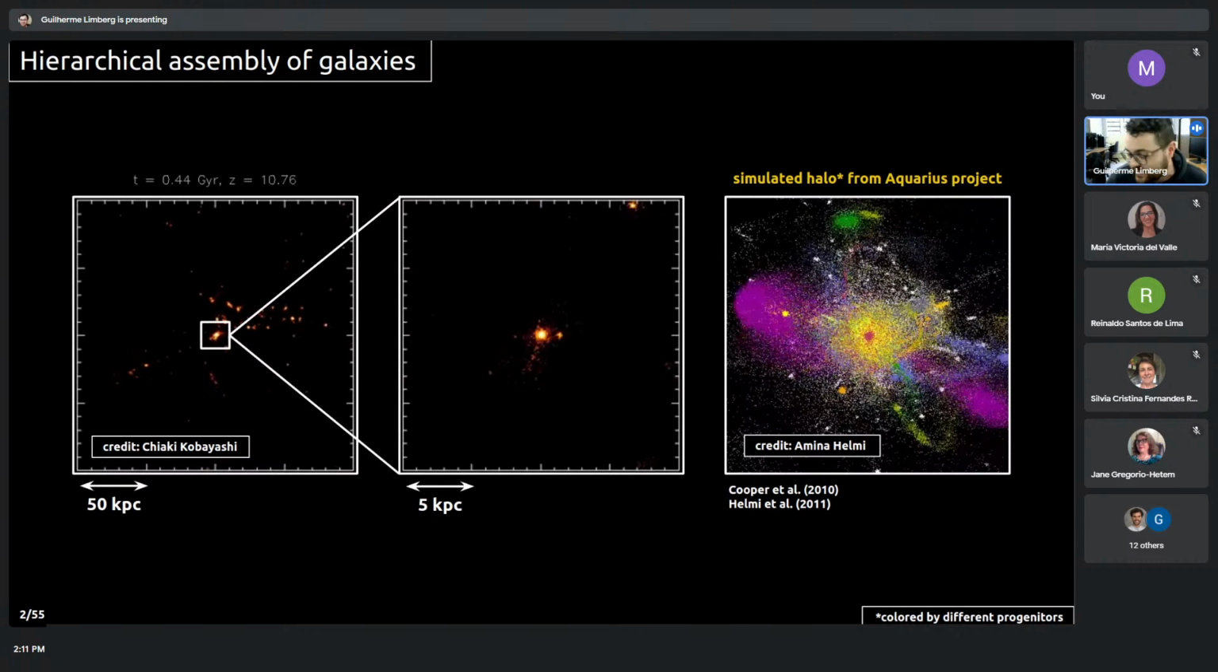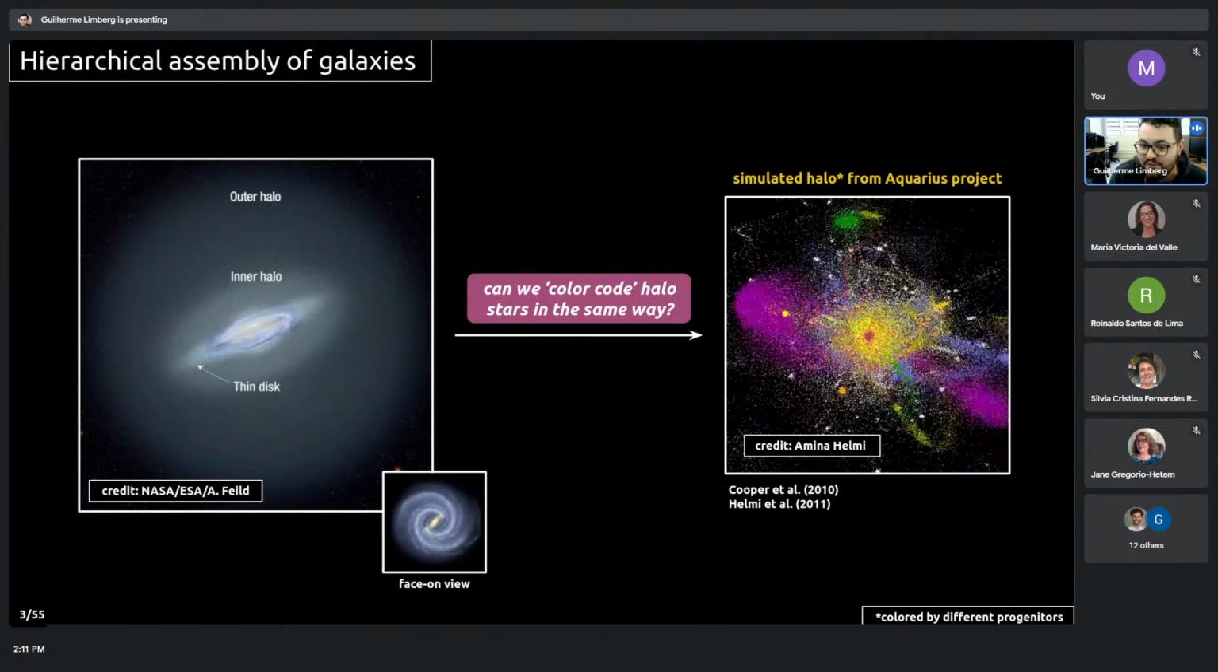And the question that we can ask ourselves is: is there a way for us to color code stars in the Milky Way's halo, represented here by this artistic representation of the galaxy? Can we color code each star in the halo of our galaxy, just like we did with the simulation?